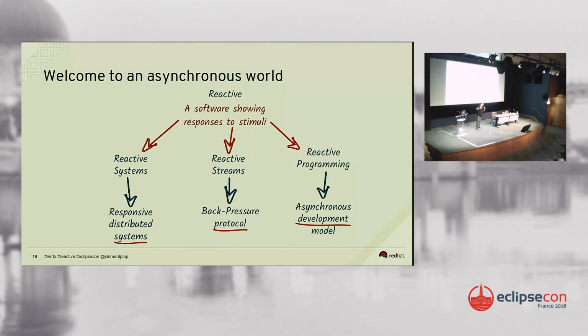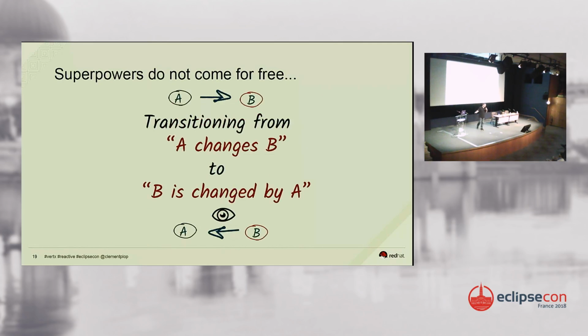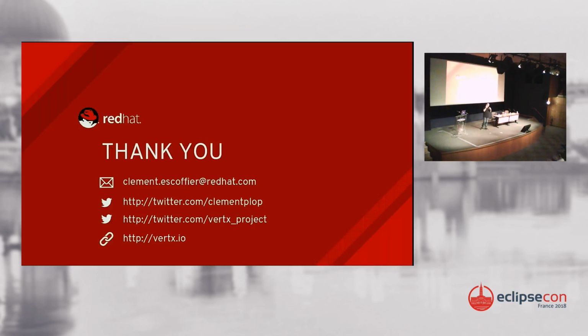So let's summarize. Being reactive means being asynchronous. What you want to build is a reactive system, a system that stays responsive in front of fluctuating load and failures. For this, you can use Reactive Streams for back pressure and reactive programming as a way to develop such kind of asynchronous system. However, superpowers don't come for free. It's completely shifting how you develop software from A is changed by B to B is changed by A. It's very hard at the beginning, but as soon as you reach the first level, you become a superhero.